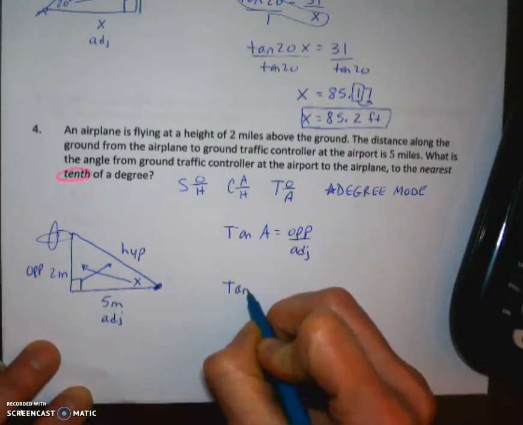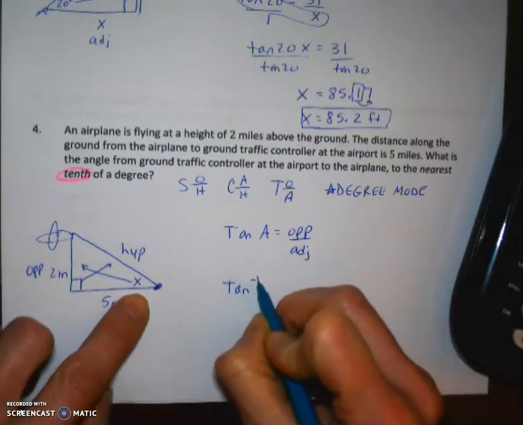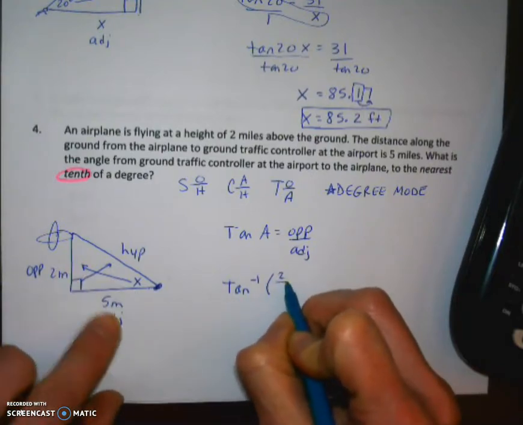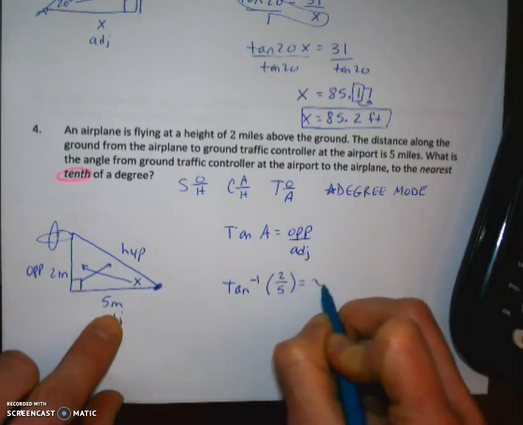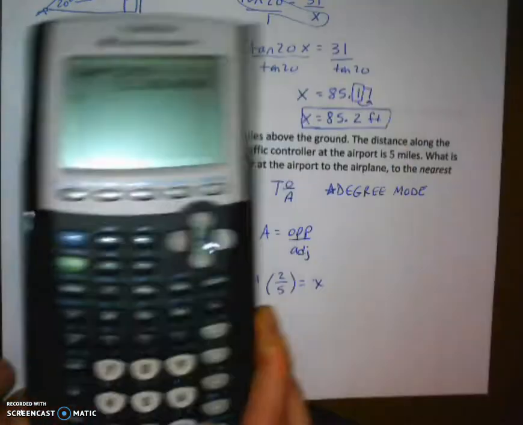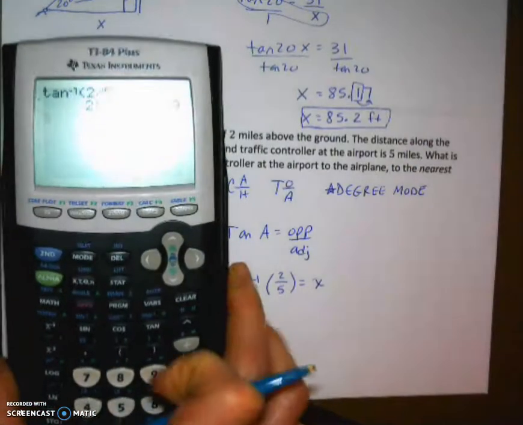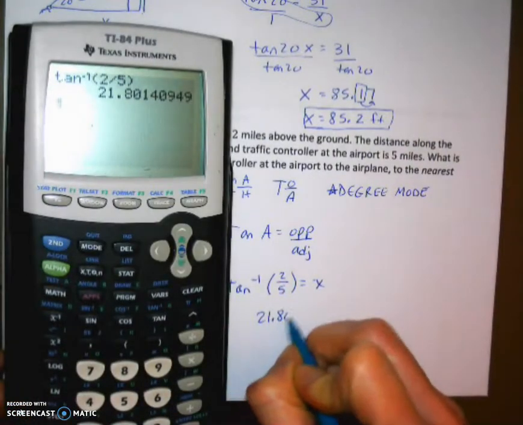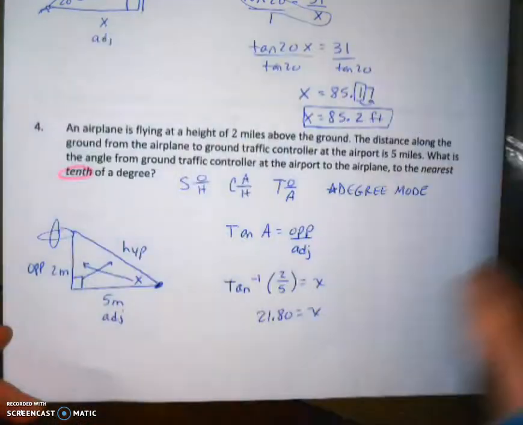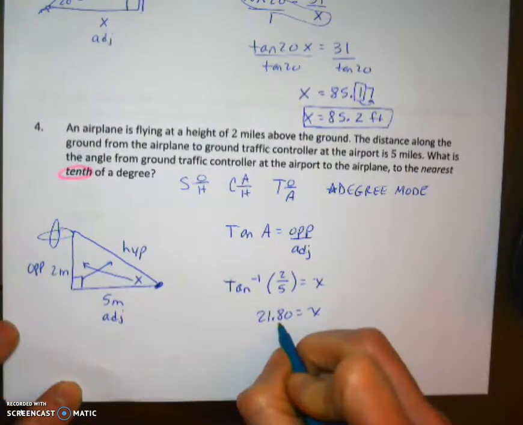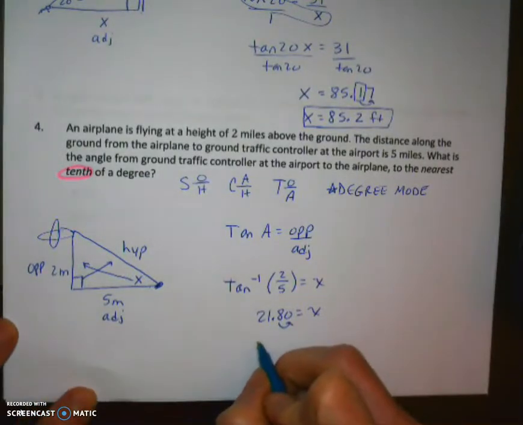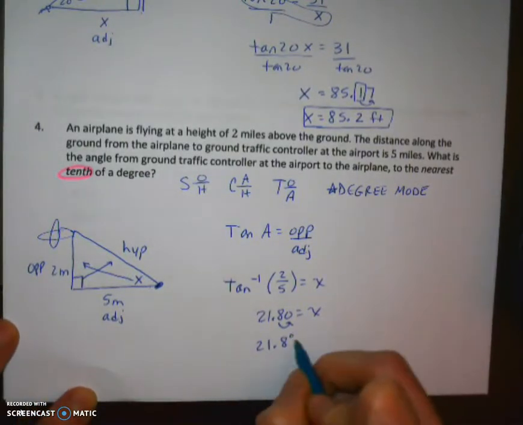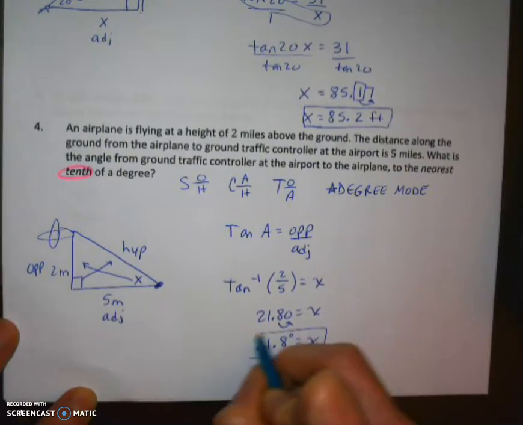So the tangent of an angle, well, that's what I'm looking for, so I'm using the inverse function. The opposite side is 2 miles, the adjacent side is 5 miles, and that's going to give me my angle of x. So when I plug that into my calculator, I end up with 21.80 is equal to x. And they did ask me to round to the nearest tenth. So since the next number after the tenth place, which is that 8, is 0, which is less than 5, my final answer is 21.8 degrees.